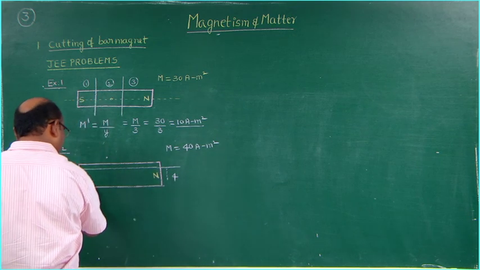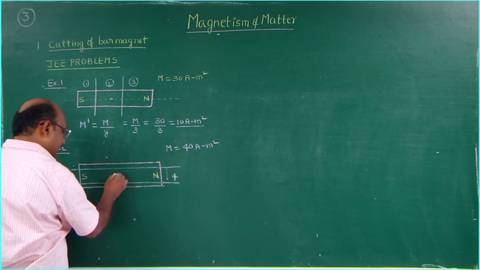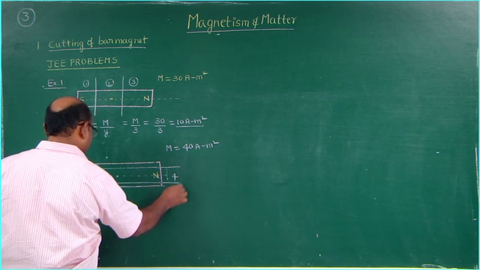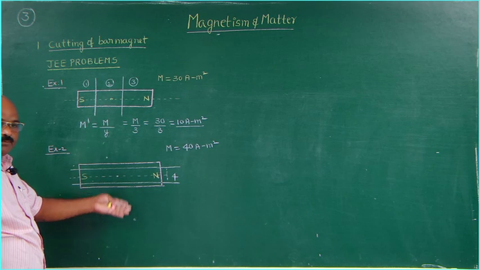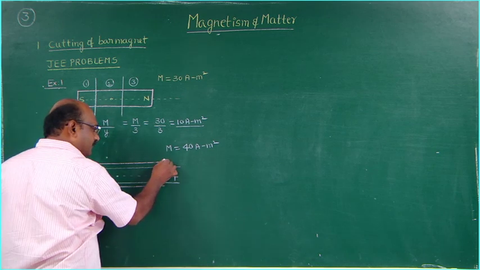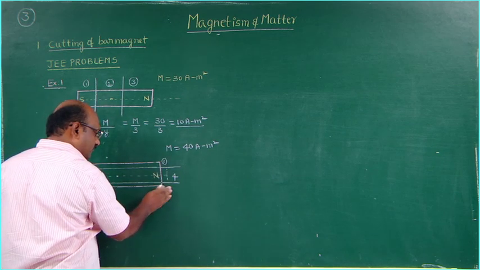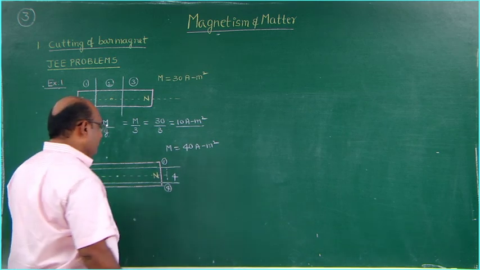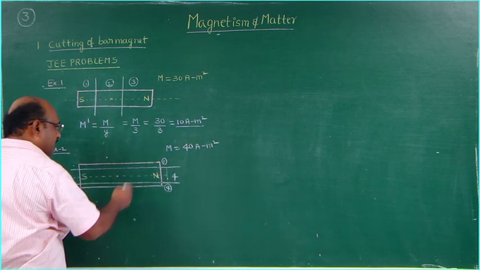The magnet is cut into 4 equal pieces along the x direction. This is the axial line. This is the first piece, whereas this is the fourth piece. Clear? Now they are asking what is the magnetic moment of each piece after cutting.